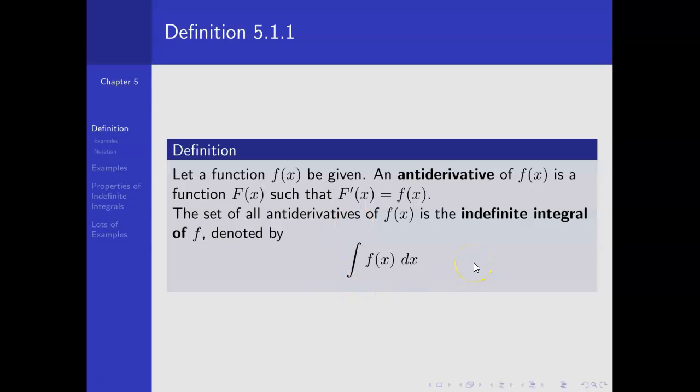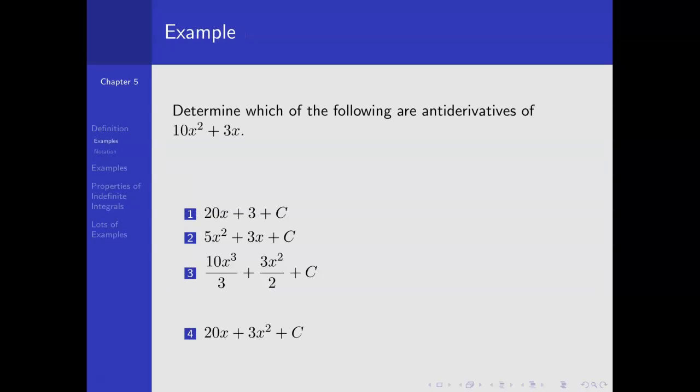And we get more than one because we know if we take the derivative of a constant, we get 0. So if we had something plus 1 or something plus 2, and the derivatives were the same, they would both be antiderivatives. All right, some examples.